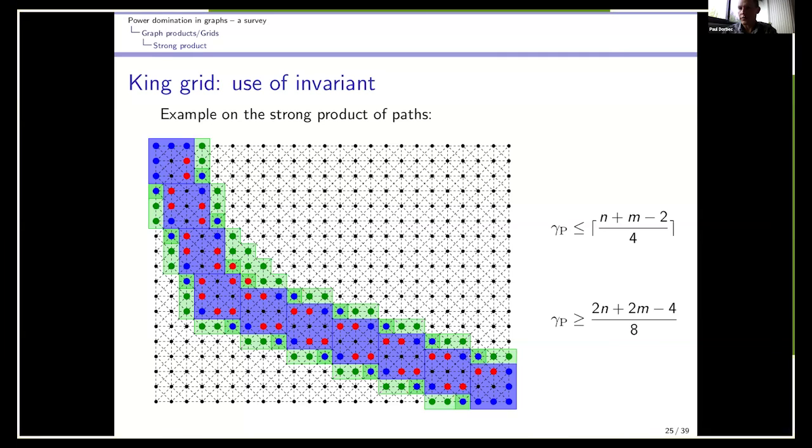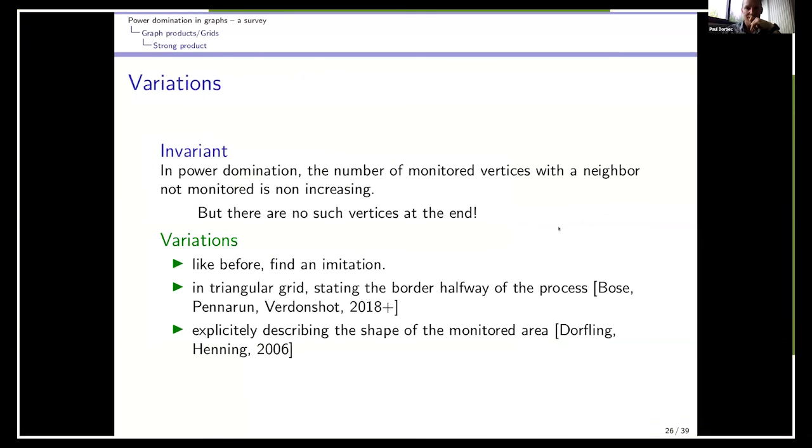So this is the kind of environment that you must have to find a lower bound. And this is somehow nice, but not always easy. So that's the summary. In power domination, my environment was that the number of monitored vertices with a neighbor not monitored is never increasing. In the previous case, I had some tricks on the border, but this part is always true.